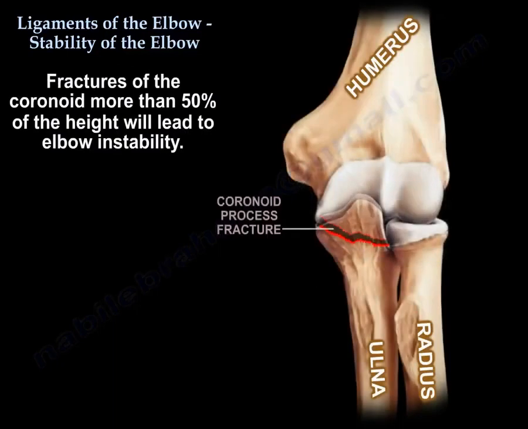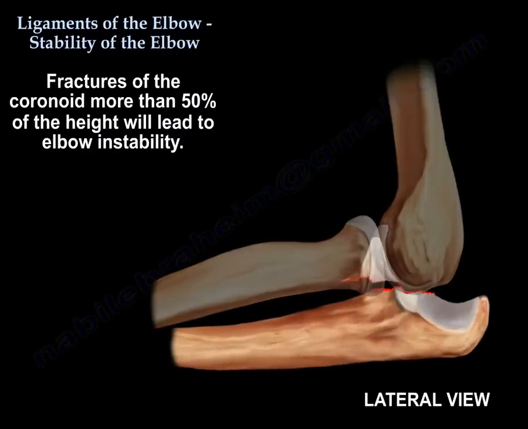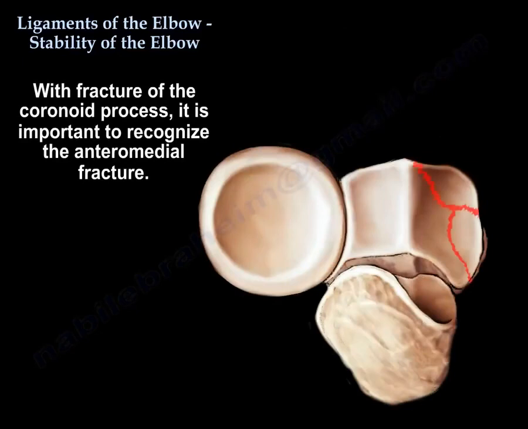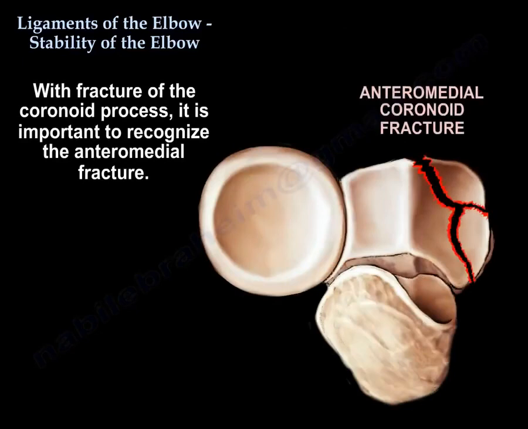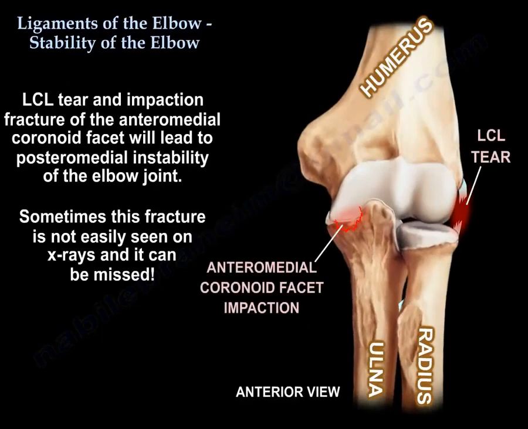Fractures of the coronoid process of more than 50% of the height will lead to elbow instability. There is another fracture of the coronoid process that we need to recognize, and it is the anteromedial fracture of the coronoid process. If you have an LCL tear, which is a lateral collateral ligament tear, and an impaction fracture of the anteromedial coronoid facet, this will lead to posteromedial instability of the elbow joint.